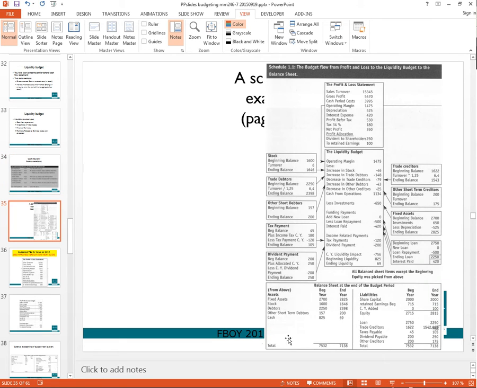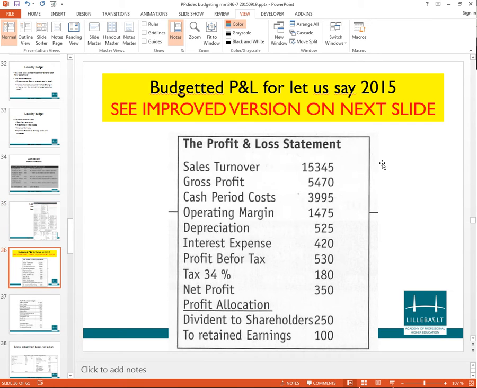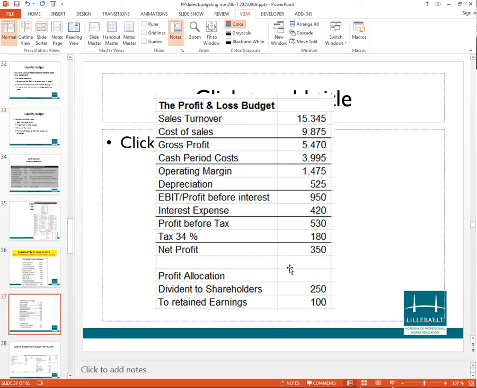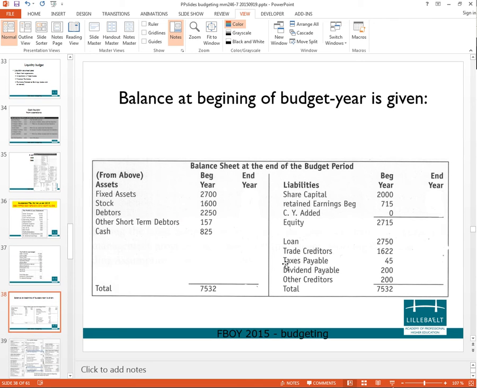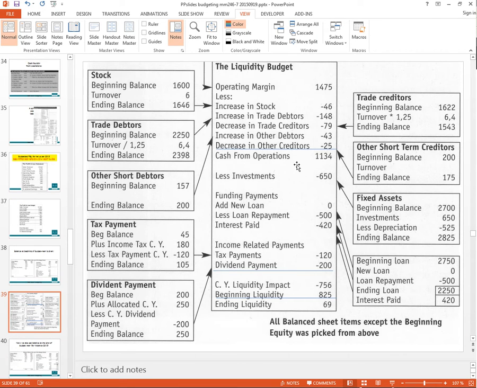If you look through, this is a whole picture. Here we have the liquidity budget, but it's hard to read. This one is actually improved here, and this is the liquidity budget. So this is similar to what we just saw on the other slide, but then we have to consider investments. We have to consider, here they call it funding payments. We could also call it financial payments, the money flowing between us and the bank. Income related payment, that would be tax and dividend payments.